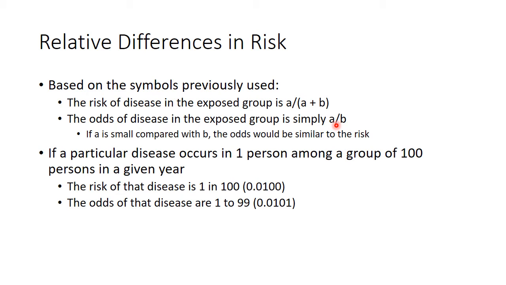The number's not exactly the same, but if it's something that has a very low occurrence, they tend to be pretty similar. For instance, if a particular disease occurs in 1% of the population, so one person among a group of 100 in a given year, the risk is just 1 divided by 100, or 0.01. So 1% risk, versus the odds, which are 1 having the disease versus 99 who didn't. You can see that the odds would be 0.0101.